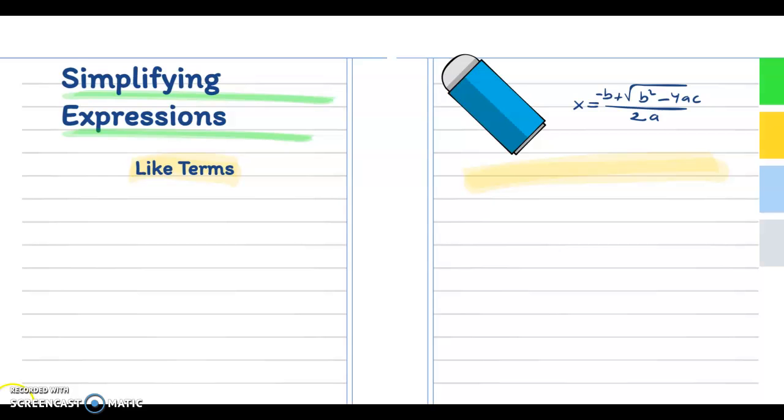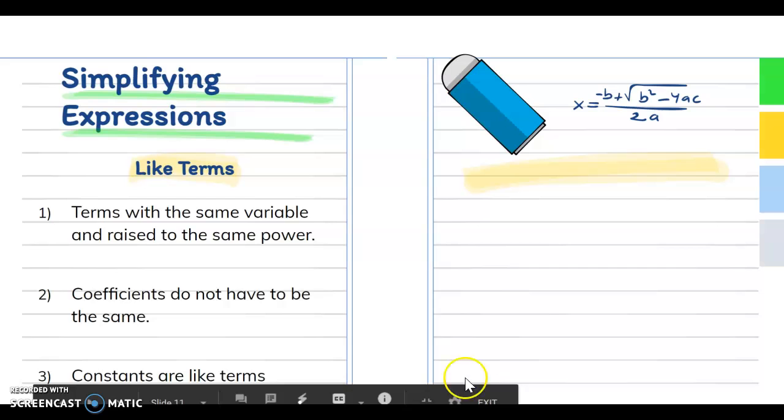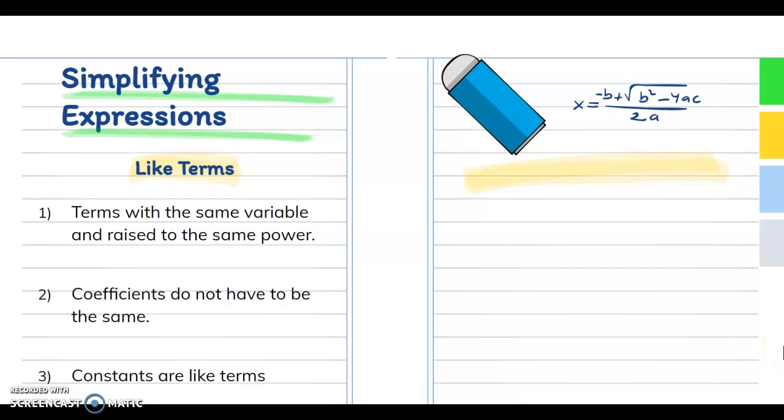Okay, we're still working on simplifying expressions. We're looking at like terms. So they're terms with the same variable, raised to the same power. Coefficients do not have to be the same. That's that number in front of that variable. And constants are like terms. That's the number that stands alone.